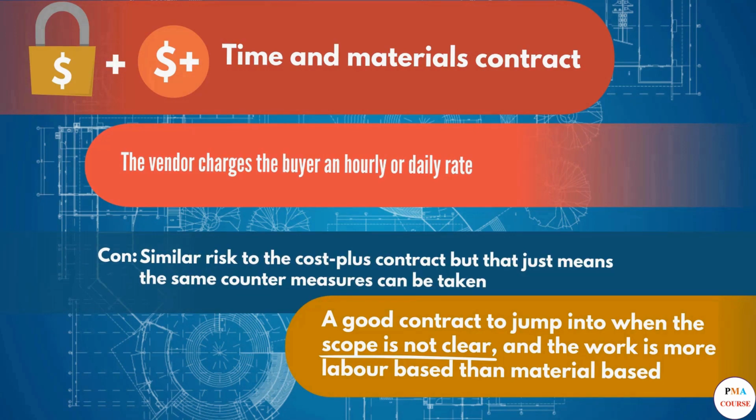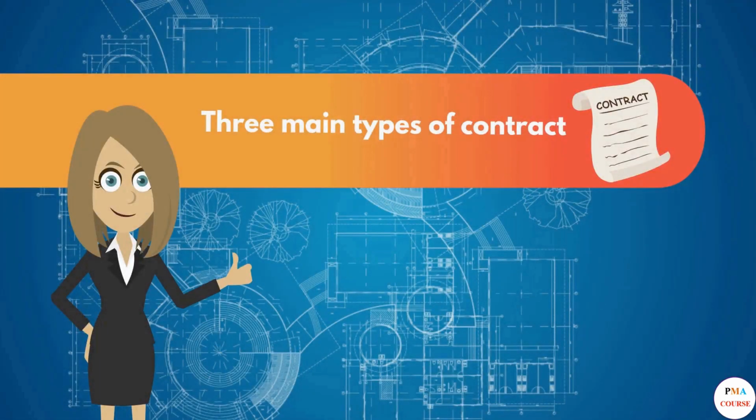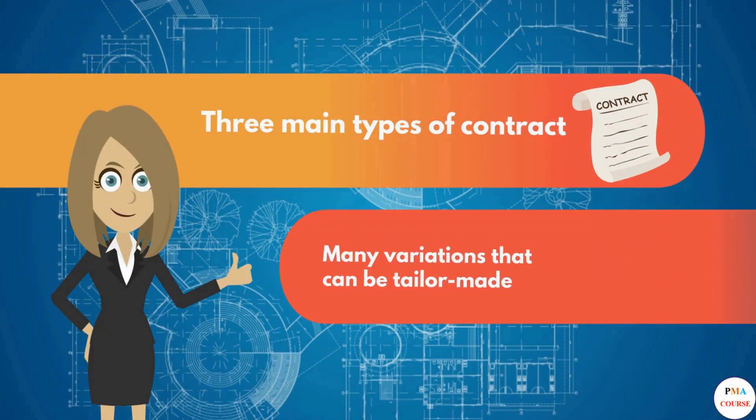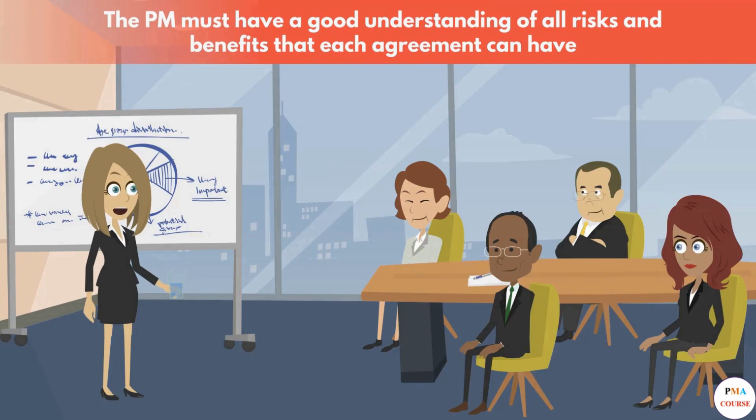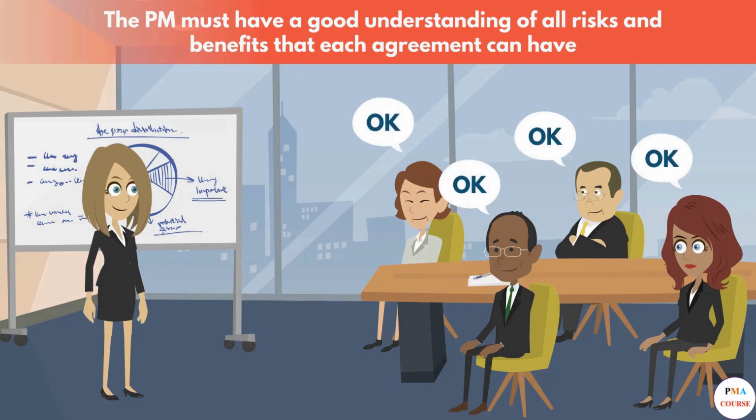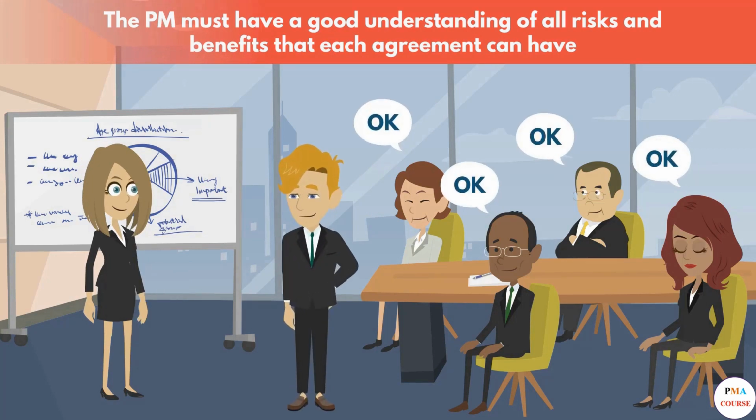Well, there we have three types of contract, but there can be many variations, and of course they can all be tailor-made. The project manager could add incentives for the vendor to complete work faster or to a better quality. The contract can even include inflation if the project spans a long time. The project manager must have a good understanding of all risks and benefits that each agreement can have. Then define the most convenient approach for the project, the stakeholders, and of course for the vendor themselves to agree.